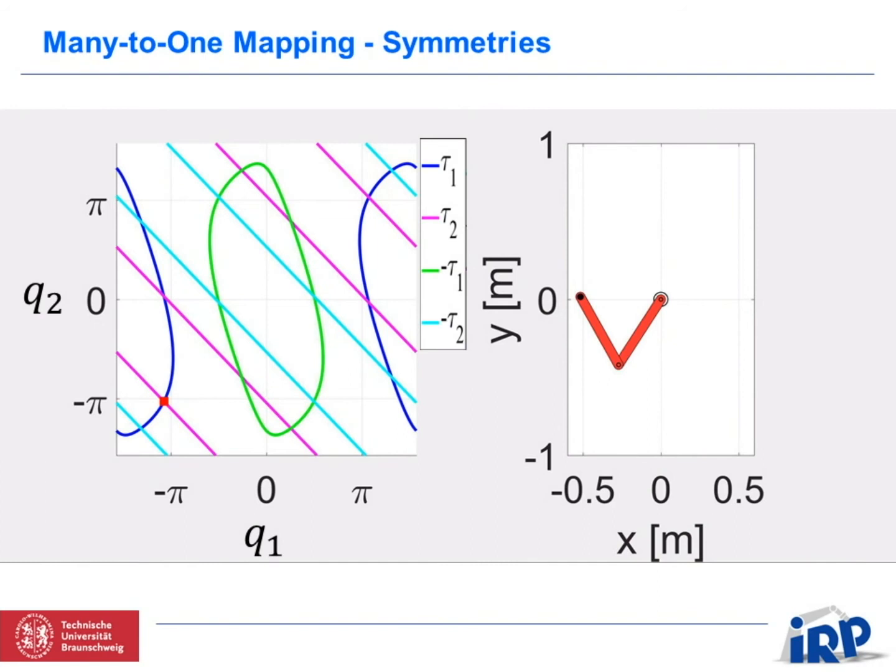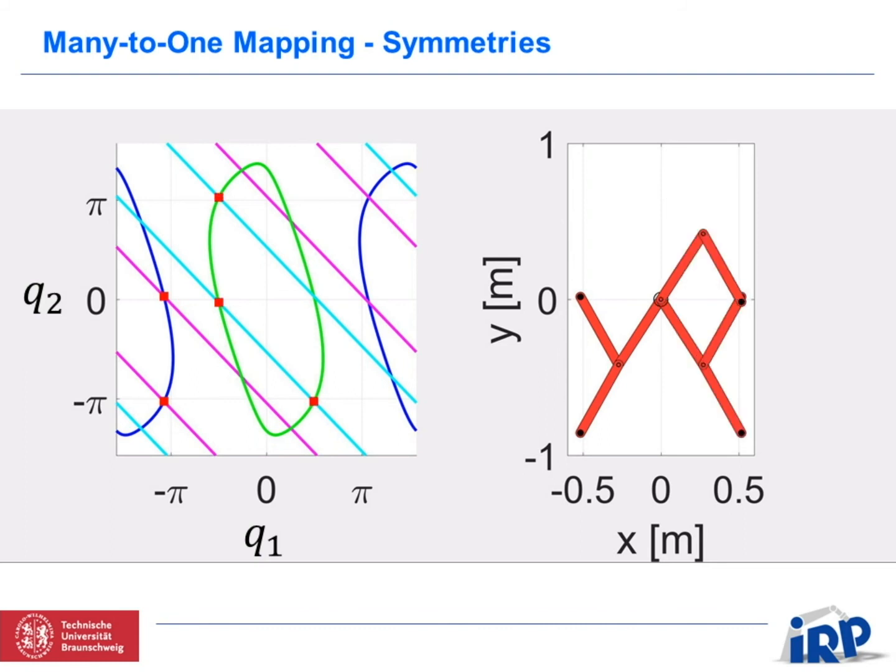In the left-hand plot, 4 configuration level sets are shown. Each level set comprises all joint configurations which require the selected motor torque tau1, tau2, minus tau1 or minus tau2 to be maintained. Each intersection of 2 level sets is marked and indicates a configuration which requires the same absolute values of the motor torques. These configurations are termed symmetric to each other. In the right-hand plot, the robot is shown in the configurations corresponding to the markers in the left-hand plot.